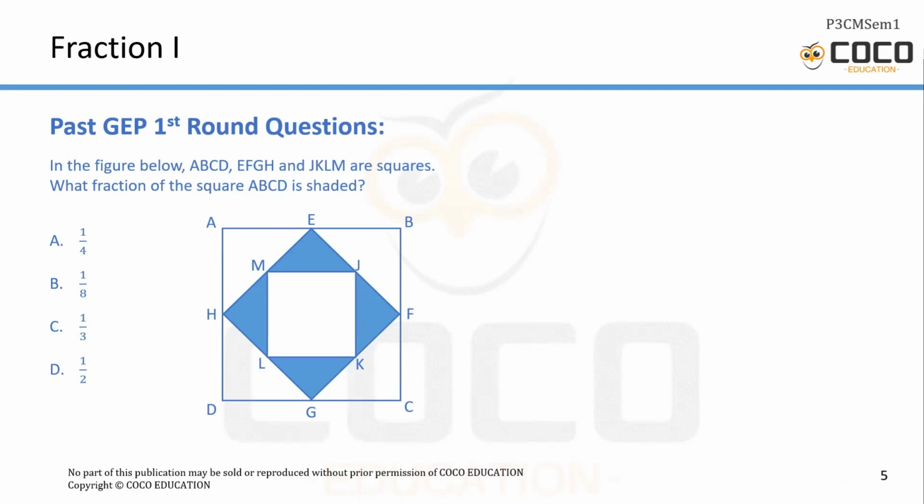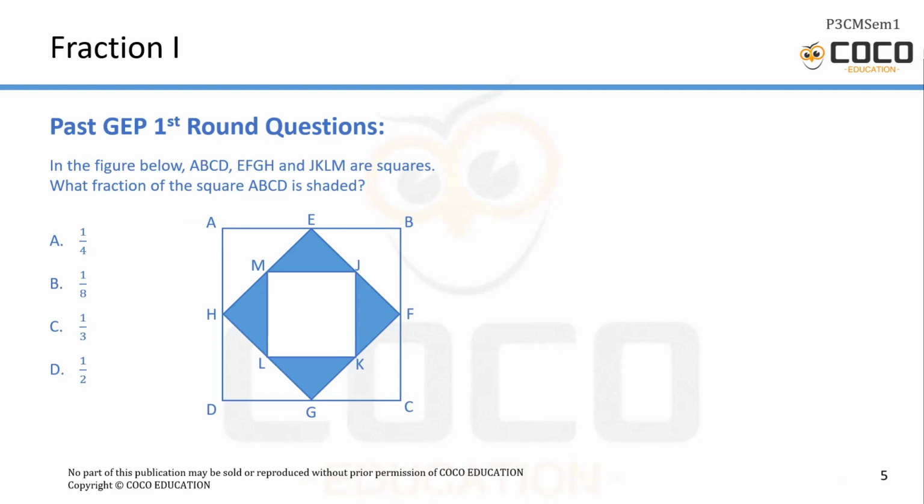The question says in this figure below, A, B, C, D, the biggest one is a square. E, F, G, H, here is still a square. Then this J, K, L, M is still a square. So we have 3 squares and we have some shaded parts, 4 shaded triangles, right? So what fraction of the square ABCD is shaded?